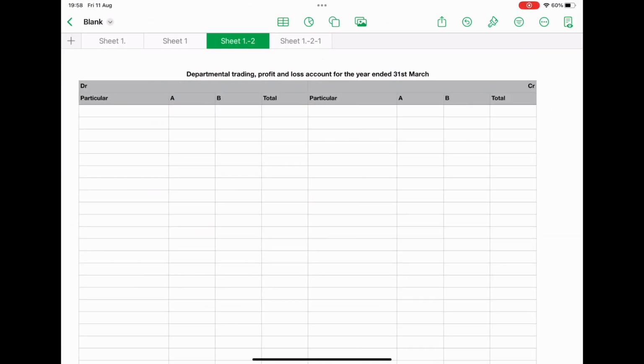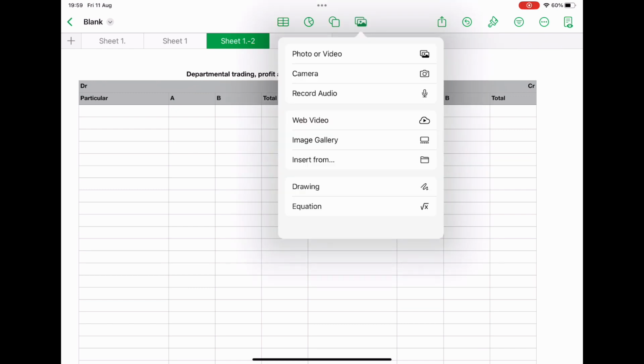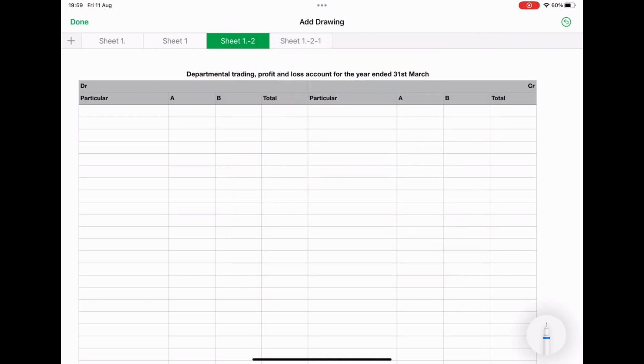This is the format of departmental accounting. Read the questions carefully. Write the trading account items first. First we are going to calculate gross profit. Then we bring down the gross profit to the P&L account. Then we identify net profit or net loss. Then finally we calculate the balance sheet of the question.